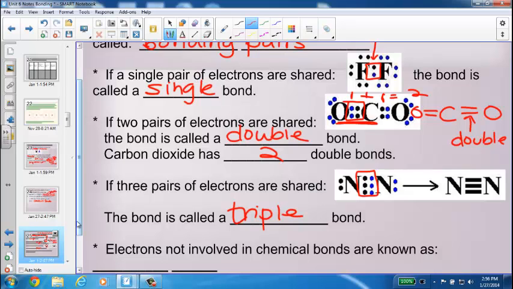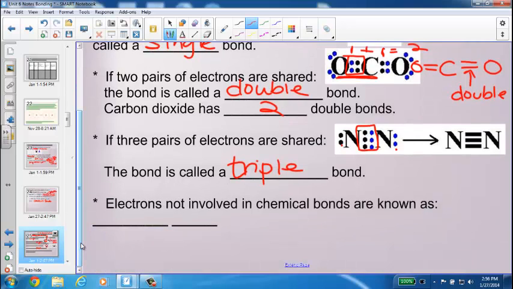If you notice in these pictures, there are some electrons that are not between the symbols. There are some electrons that are not being shared, like over here and over here. Those are not called bonding pairs. Those are known as lone pairs. And so our next job is to learn how to draw these.